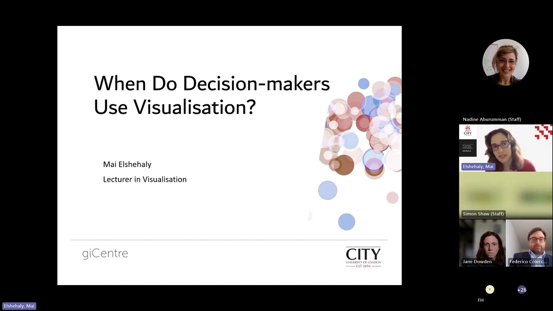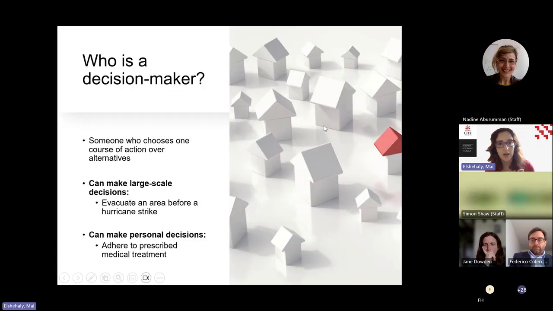So I'll start with this idea of dissecting the question. Obviously, we have two main components to this question. First of all, the decision makers, and second, the visualization. So let's have a look at these two components together. First of all, who is a decision maker? It's somebody just like you and me who makes a choice of one course of action over other alternatives.